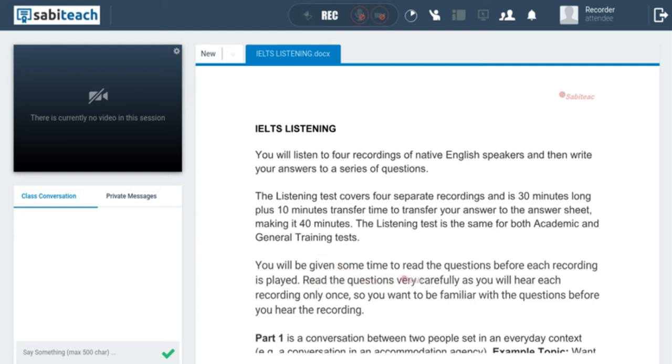Now, you'll be given some time to read the questions before each recording is played. Okay, now, let me expatiate on that. The speaker in the recording will tell you that you have some time to look at a certain number of questions. The speaker will say something like this: You have some time to look at questions 1 and 3. Once again, you have some time to look at questions 1 and 3.